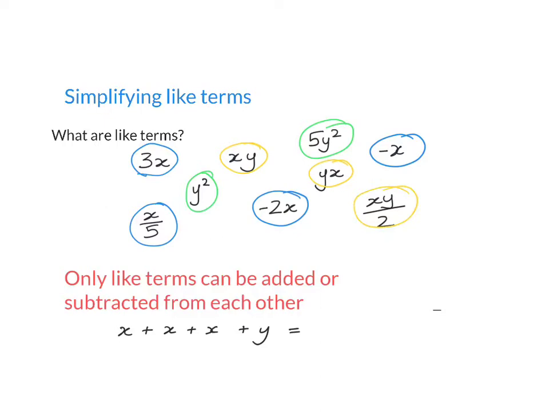You understand, we are just looking at the letters that we can add together. So only like terms can be added or subtracted from each other. For example, at the bottom here, I have 3 x's that can be added together. So I can simplify that to 3x plus my y. There's no other like term for the y to be added to. Next page.